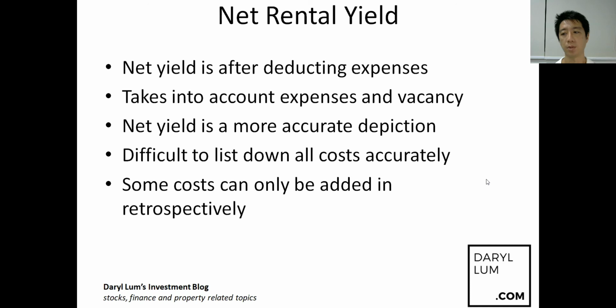So that's the main reason. Net rental yield is more accurate, but the downside is that it is very difficult to predict or calculate net rental yield before renting out or before buying the property. That's the main reason why most of the time we use gross rental yield.